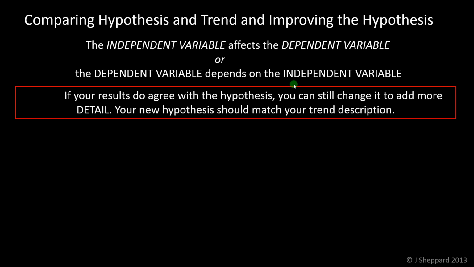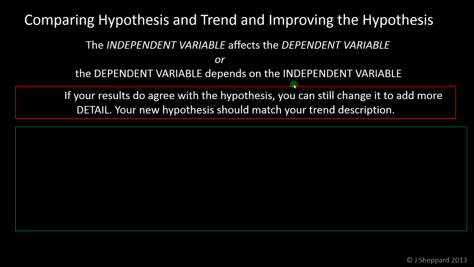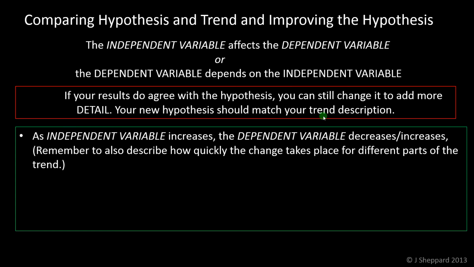Let's say we have got results that do agree with the hypothesis. In other words, there is a trend, a relationship that we can see between the independent and the dependent variable. You can still change the hypothesis and make it better. You shouldn't just say yes, the hypothesis is correct. You need to improve on the detail, and the way you do that is to use your detailed trend descriptions. Where you've got more detail in your trend, use that as your new hypothesis. Write the new hypothesis like this: show how the dependent variable changes with the independent variable. As one increases, does the other one decrease or increase? And also remember to describe how quickly the change takes place, just like we did before.